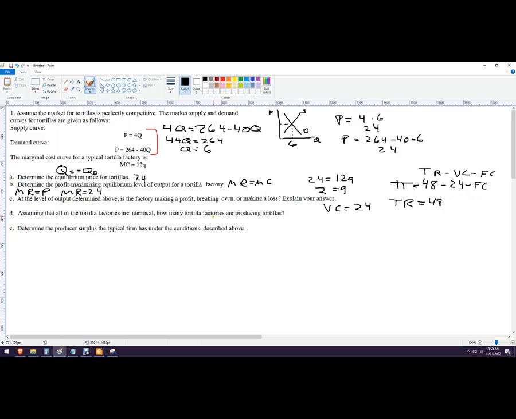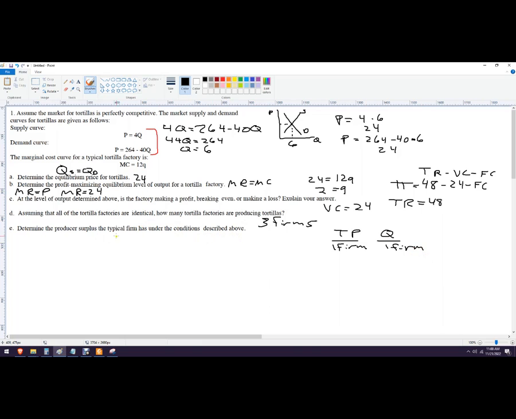If all the factories are identical, how many factories are producing tortillas? It's the total output, which is 6, divided by the output of the individual firm, so that would be 3 firms. The way to calculate this on another problem is to take the total quantity and divide it by the output of one firm, if all the firms are identical. So that'd be 3.